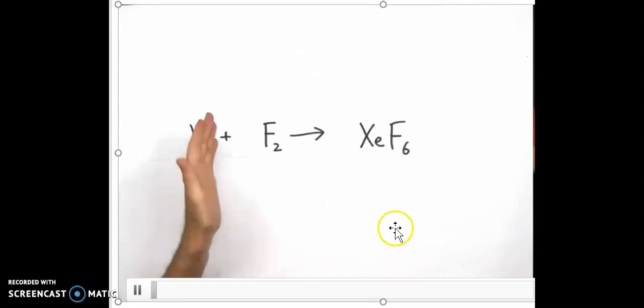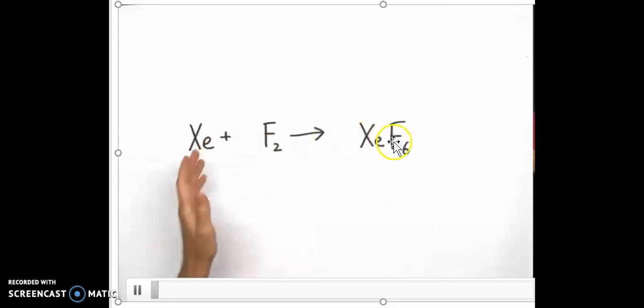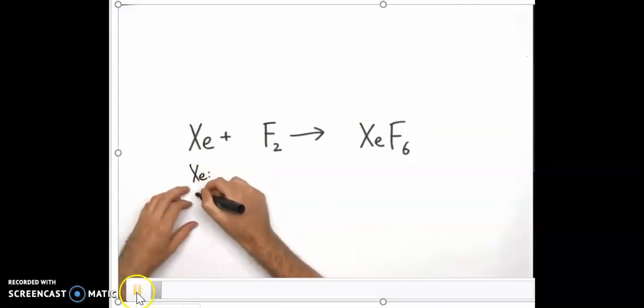So let's have this example. Xenon plus fluorine yielding this one. So let's try to balance this out. But before that, you try to examine. Xenon here is 1 mole. Here it's also 1 mole.